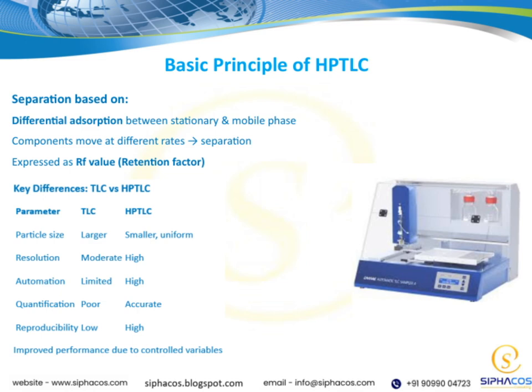This movement is quantified using what's called the RF value, or retention factor. The RF value helps us identify and compare compounds by representing how far a component travels relative to the solvent front. So, in summary, the core idea here is that separation in HPTLC hinges on how differently compounds adsorb onto the stationary phase versus how they are carried along by the mobile phase. Understanding this concept is fundamental to interpreting the results correctly.